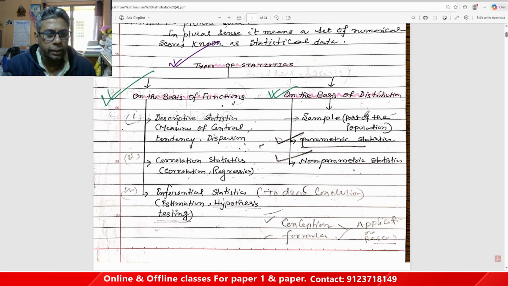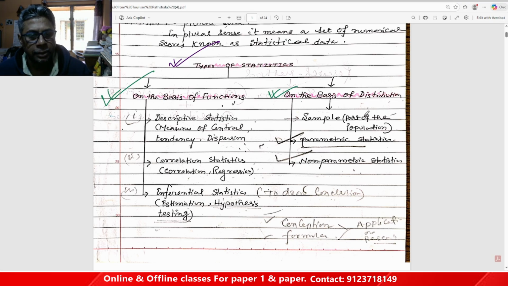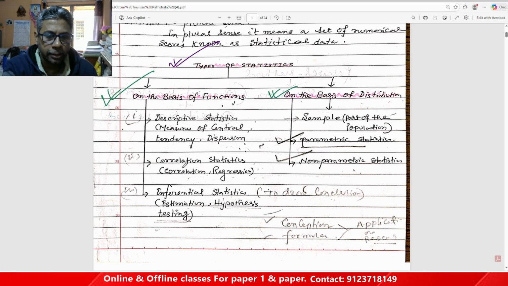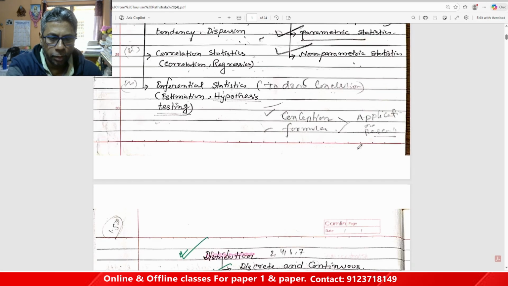statistics can be divided into descriptive statistics, which is based on measures of central tendency and dispersion; correlation statistics, correlation and regression; and third, inferential statistics, which is based on estimation, hypothesis, and hypothesis test. Inferential statistics helps to draw the conclusion. And on the basis of distribution, a sample part of the population can be divided into parametric statistics and non-parametric statistics.